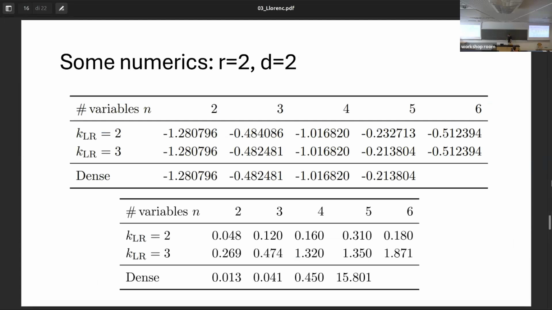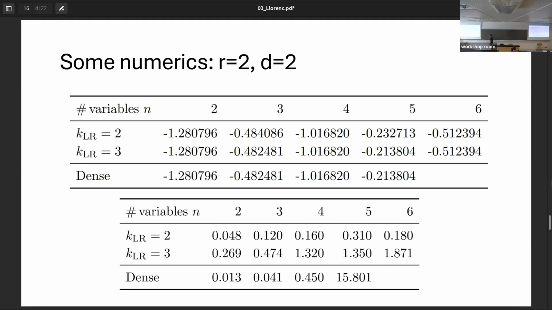Okay, these are some numerics here. So we randomize the coefficients of the polynomial, and we take some polynomial with rank 2 and degree 2 univariate factors. And we compare the dense method, the dense moment SOS hierarchy, to our LR hierarchy. So here is for 2 different relaxation orders, and this is as we increase the size of the polynomial.